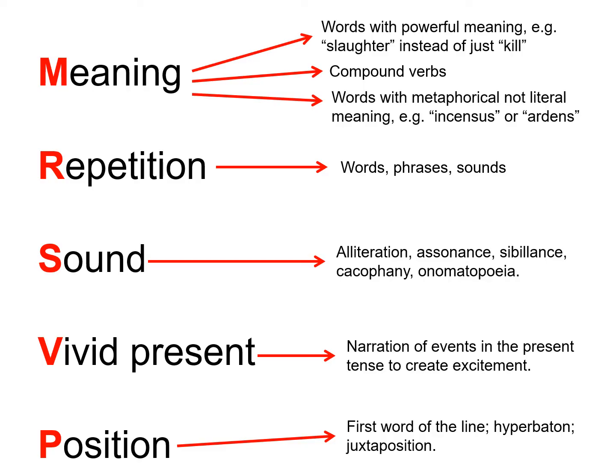There is also the phenomenon of hyperbaton. That's two words that go together grammatically, so, for example, a noun and an adjective, or a noun and a participle, and they're separated out in the line. Immediately you've got something to say. And there's obviously juxtaposition as well, when words are placed next to each other to create an effect.